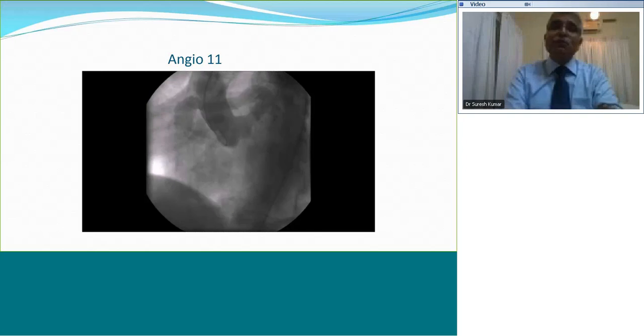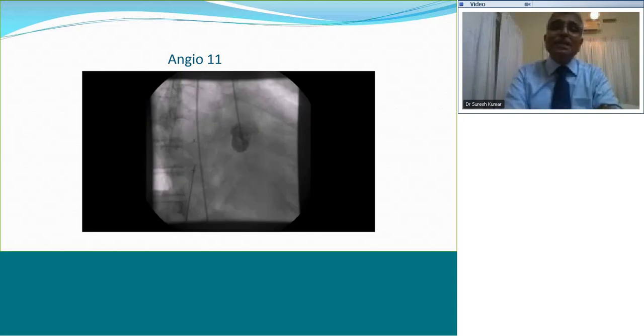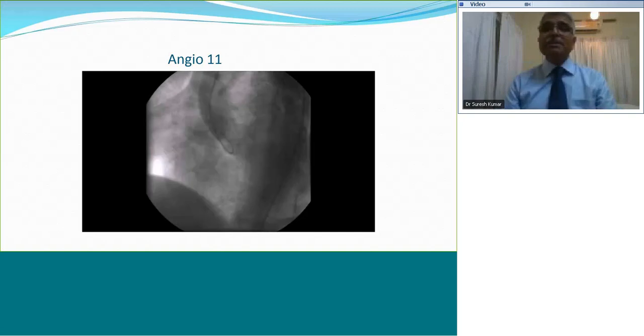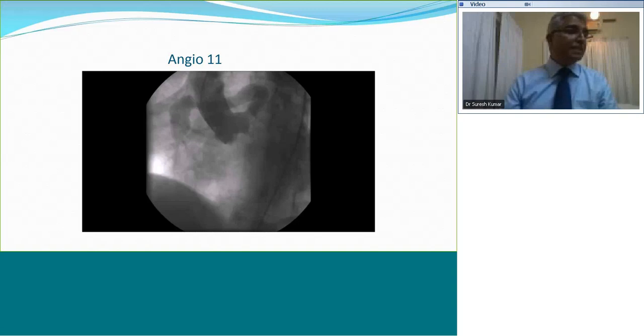It was closed through an arteriovenous loop, and what you're seeing from the venous end is the Cocoon ductus device being deployed. Okay? Any questions here? Otherwise, I'm moving on.